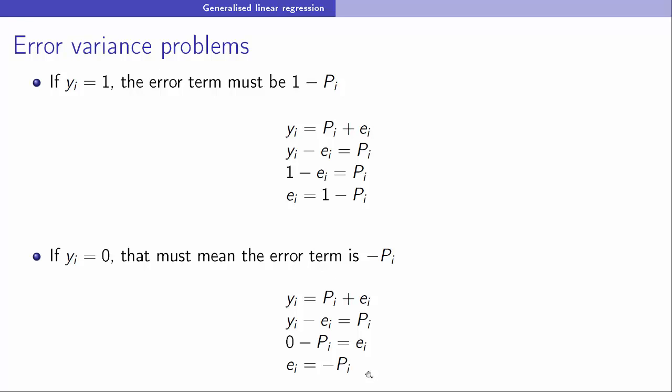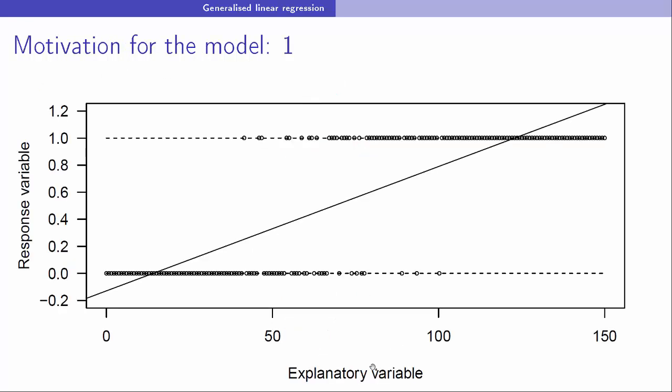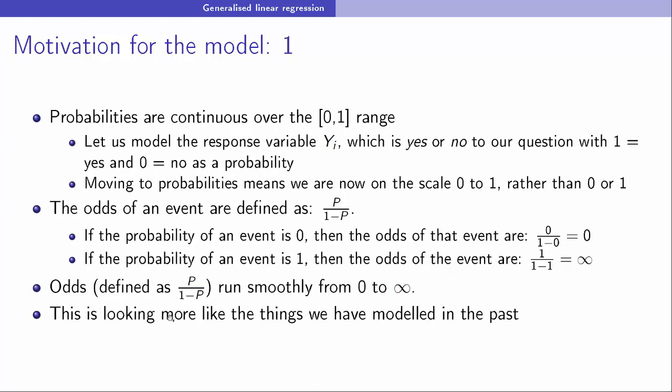Sure, we know we can deal with heteroscedasticity, but it's a little bit unsatisfactory to be saying, well, we know we've got a problem here and we're not going to do anything about it. So I'm going to give you a motivation for this model, my first attempt at motivating it, which is really driven by this idea that we don't like values outside 0 or 1.